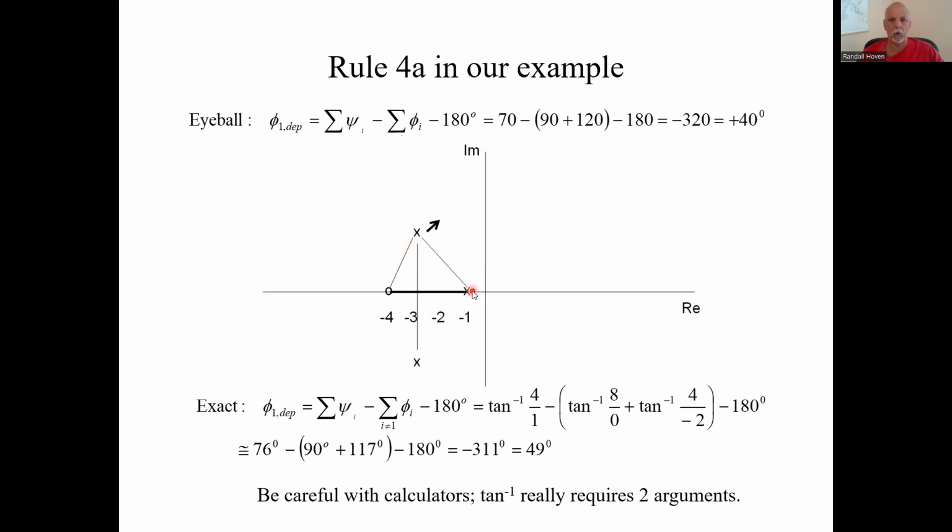This one is going to be what? Plus 4, but a minus 2. Minus 1 to minus 3. You have to do those inverse tangent calculations. If you do them correctly on your calculator, you get 49 degrees, instead of 40 by eyeball. Be careful with that inverse tangent on your calculator because it really requires 2 arguments. So when you have these things over 90 degrees, you have to be careful.